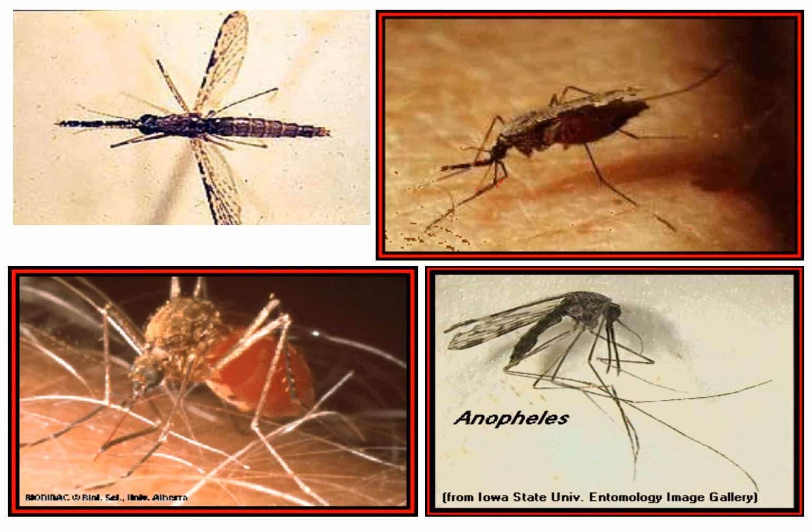To the right, upper right, you can see the vector while starting to feed on the human blood. And the lower pictures, the first one to the left, while feeding on the blood, look at the abdomen of the insect. It's filled with blood. And the last one, this is a dead one.